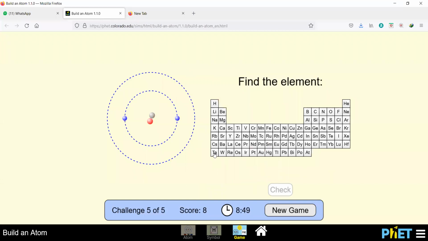Last one. Okay, the fastest, here. But you don't have a chance to make mistakes. So focus. Helium.